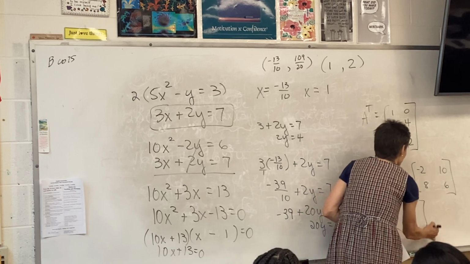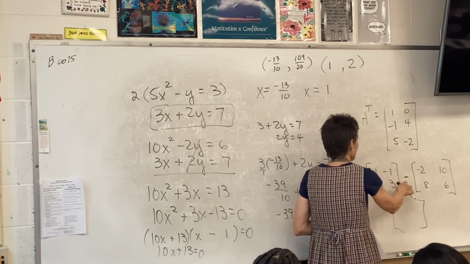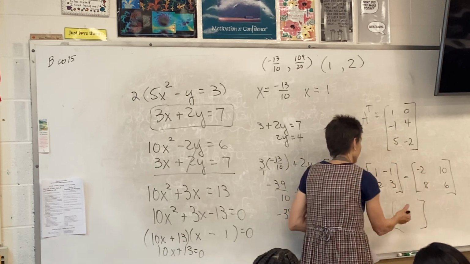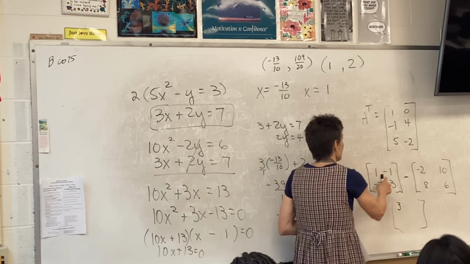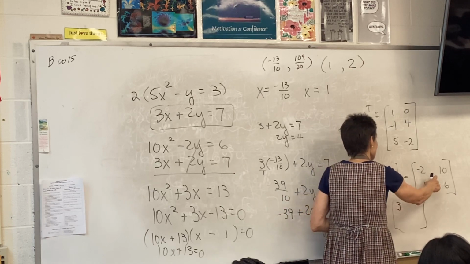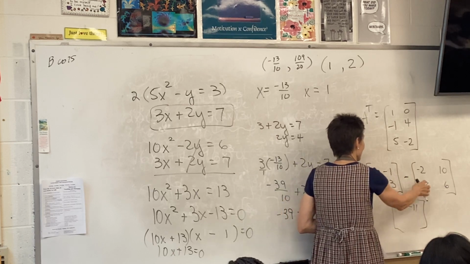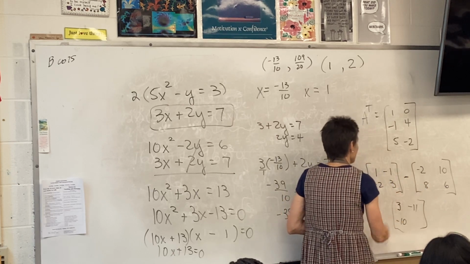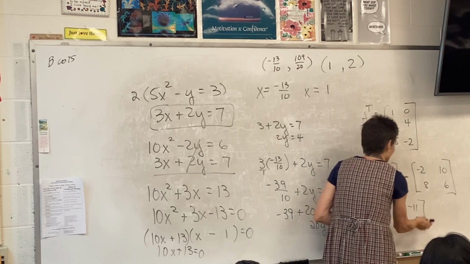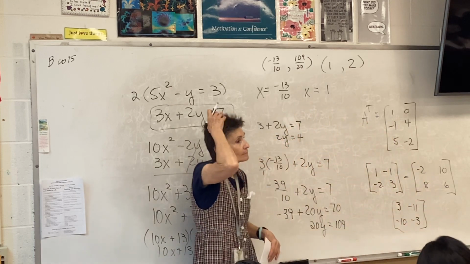So now I'm going to get my answer. 1 minus negative 2. Negative 1 minus 10. Negative 2 minus 8. And 3 minus 6. How does that look to everybody? It's good to me.